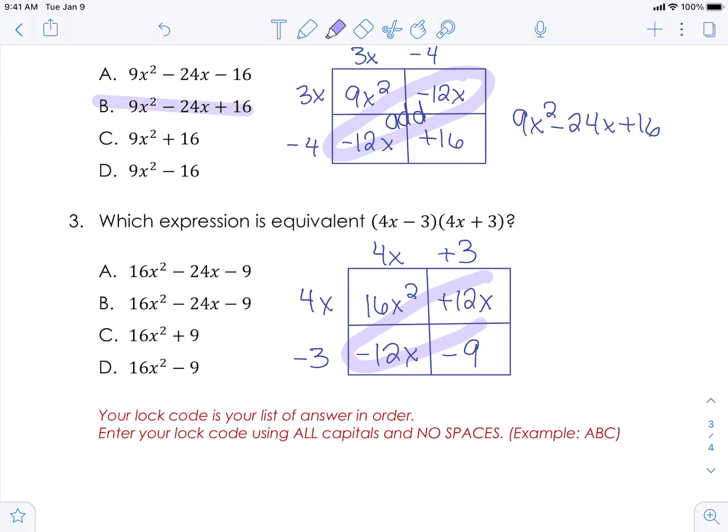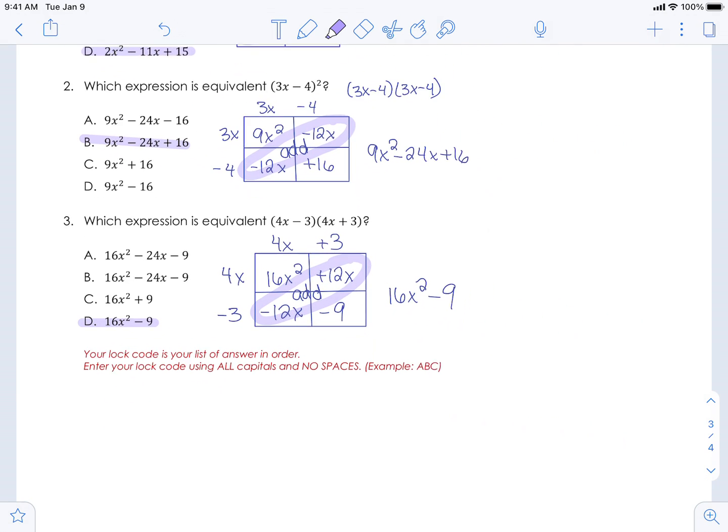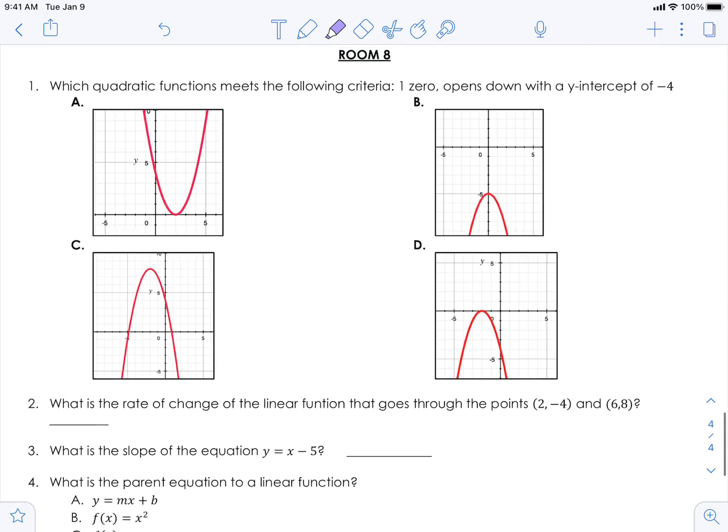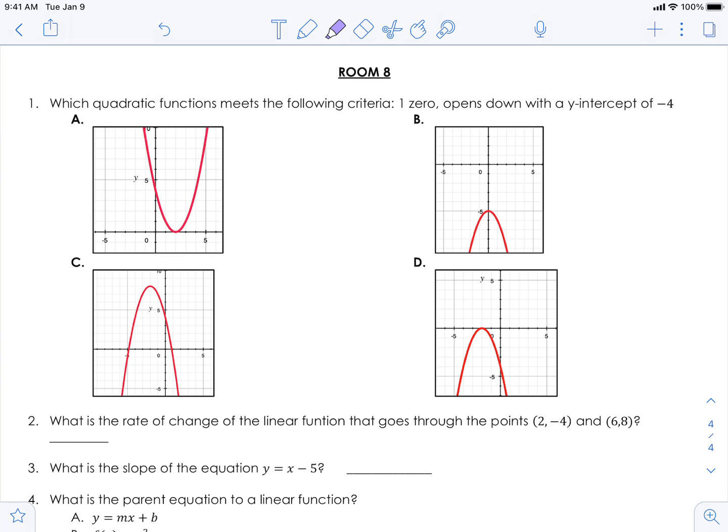My diagonals are my like terms, so I'm going to add them. I get 16x squared. -12x plus 12x is 0. So I'm just left with 16x squared minus 9, which is answer choice D.